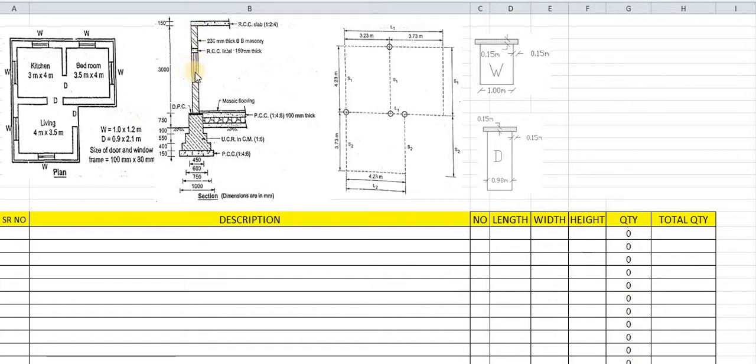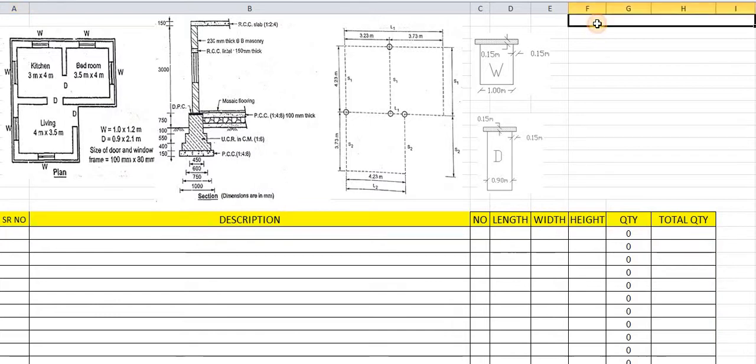First we will deduct the doors and windows. Also we will deduct the RCC lintel. So separately we will deduct this. While deducting we will see how much quantity is to be deducted. The RCC lintel has a thickness of 150. This thickness of RCC has been given as 150 mm. So we'll see how to deduct these things later.